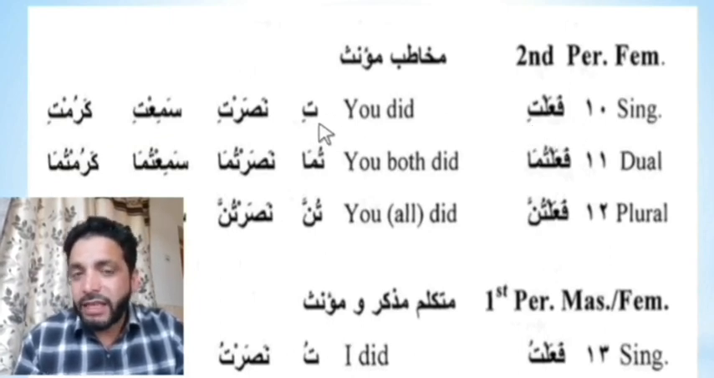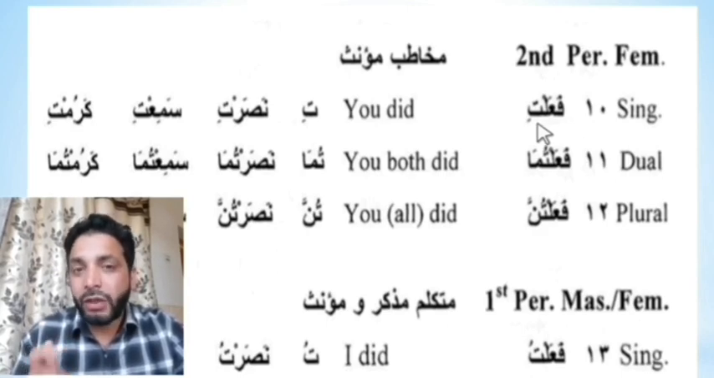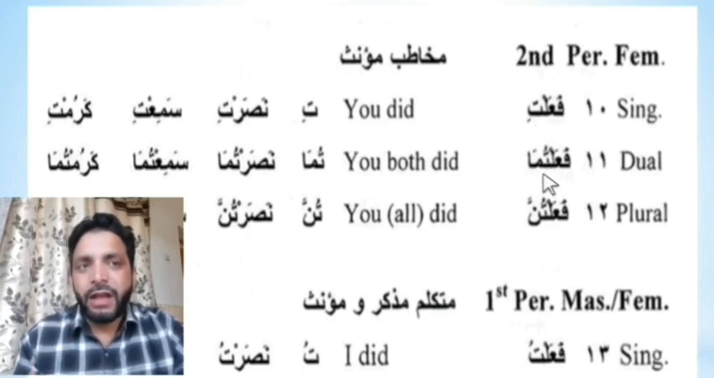Fa'alti. We added ti at the last of fa'ala. It became fa'alti, means you did. Examples are nasarti, sami'ati, qarumti. So fa'alti is al-mufrad, al-mu'annas, al-mukhatab. Al-mufrad means singular, al-mu'annas means feminine, al-mukhatab means second person.